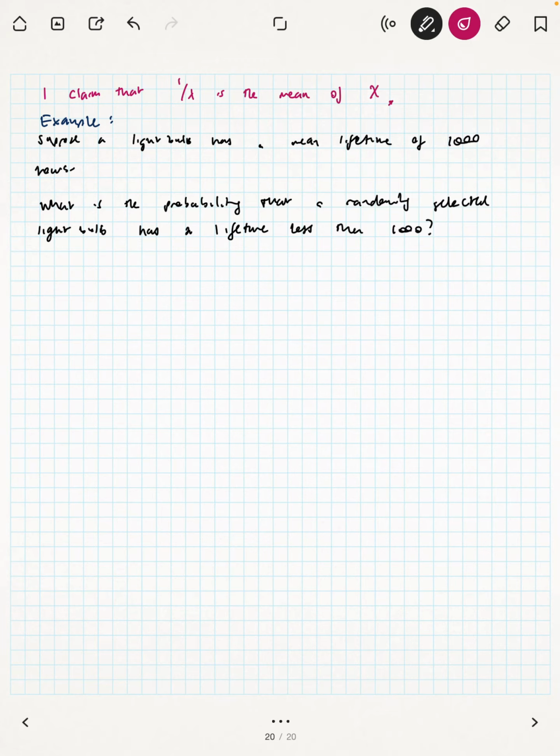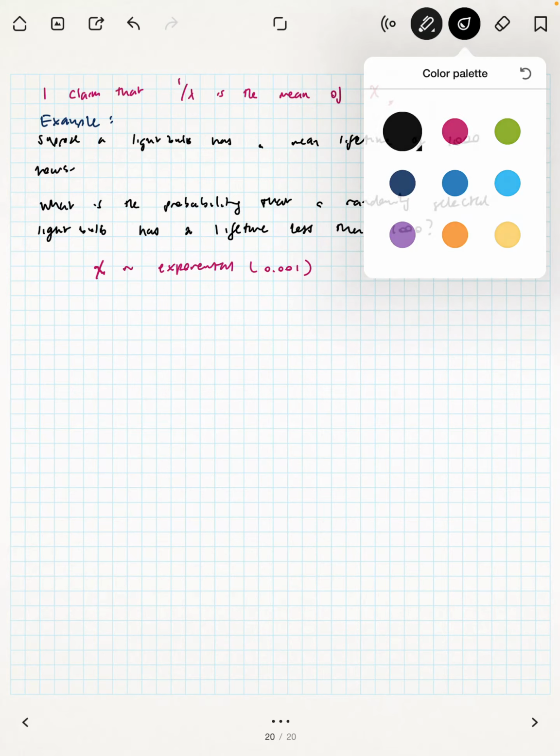In other words, the randomly selected light bulb's lifetime is a random variable that is distributed approximately as an exponential distribution with parameter 0.001, so 1 over 1,000. Because if the mean is 1,000, then that was 1 over lambda. So the lambda itself is 0.001.